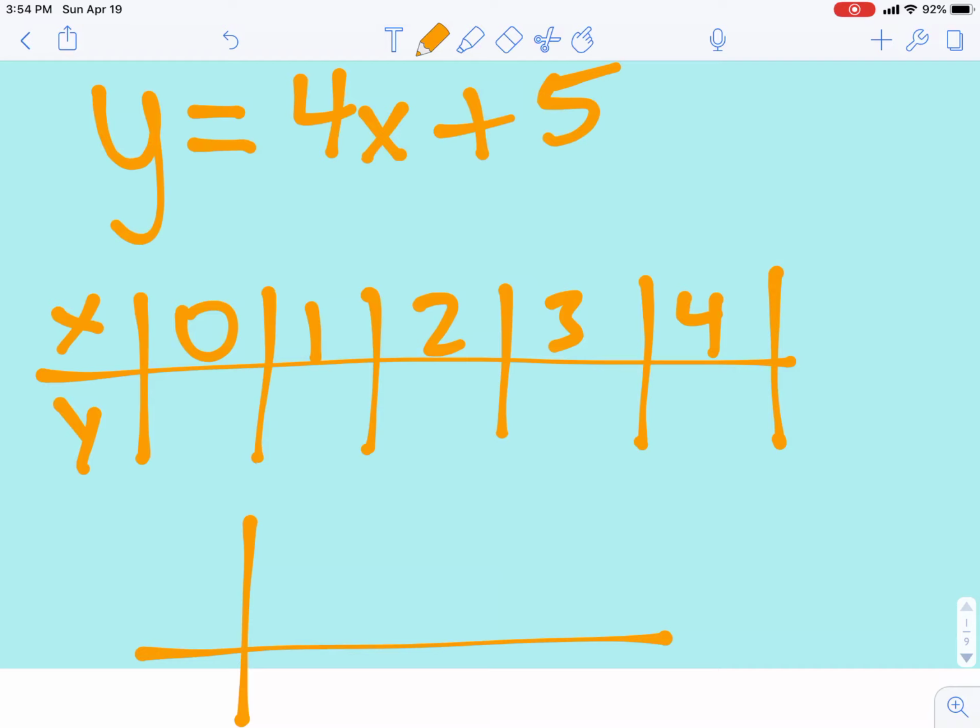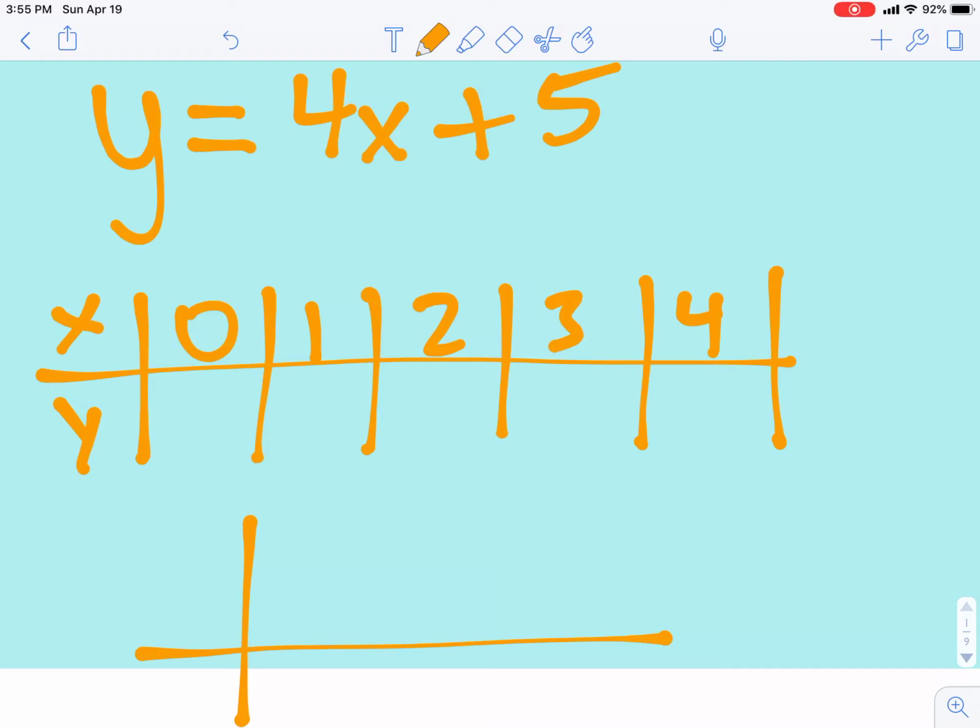plus 5. One, I know it's linear because it's just x, right? 4 times x. It's not x to the third. X squared would be quadratic, all that kind of good stuff, right? So I want you to go through and fill in this chart, and then I want you to graph it. My sketch is going to be kind of weak, but that's all right.